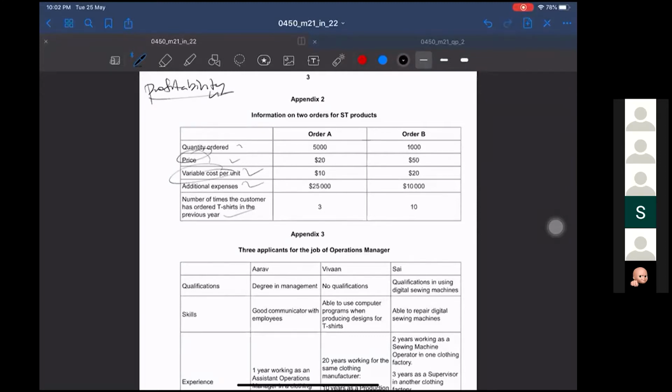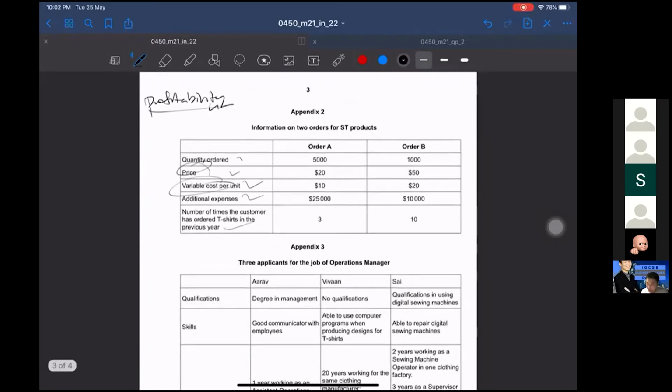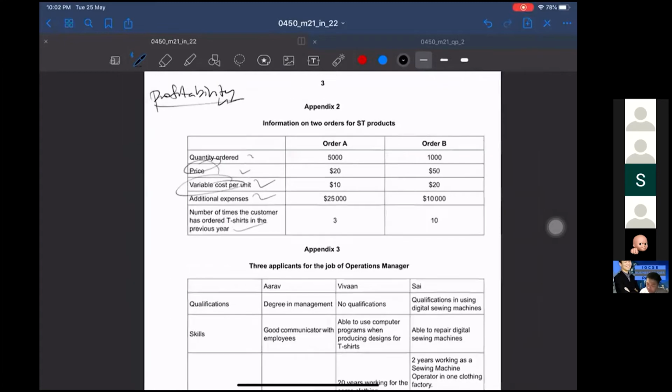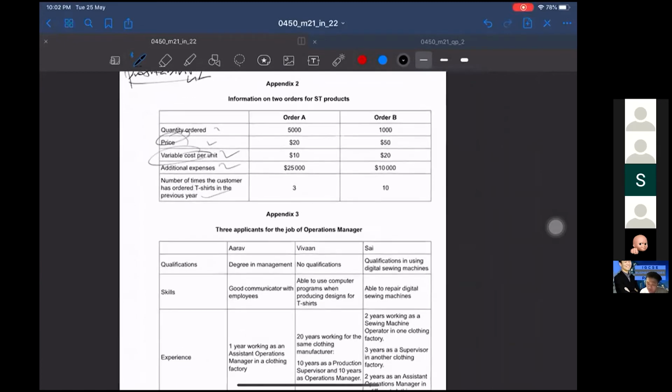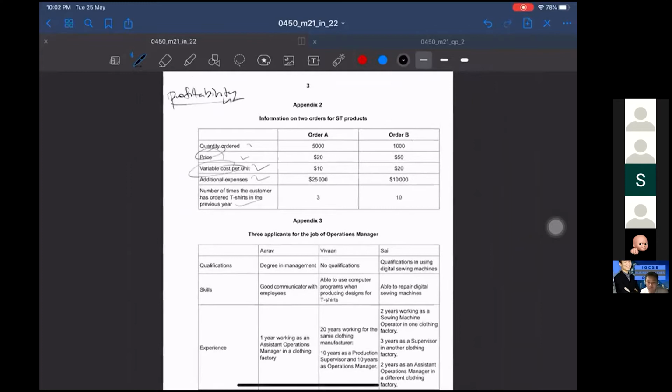Now, how to calculate your profitability? Very simple. In the calculation of profitability, you have several things. Number one, you may calculate the gross profit. Gross profit is the first one. And number 2, you may have your net profit. So for the gross profit, how do you calculate it? Use your revenue minus your cost of sales. So what is revenue?